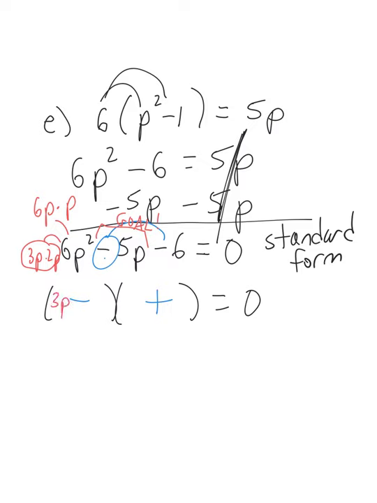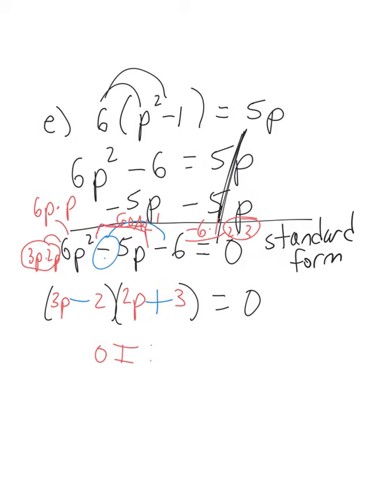Whatever corresponds to the first term goes in the first spots. And now the last term, 6, could be 6 times 1 or 2 times 3. I'm going to try yet again the 2 times 3 first. Throw them in the last spots. It is just a guess. So here's attempt 1. I'm going to use the OI from FOIL to see if I can get back that negative 5p in the middle term.